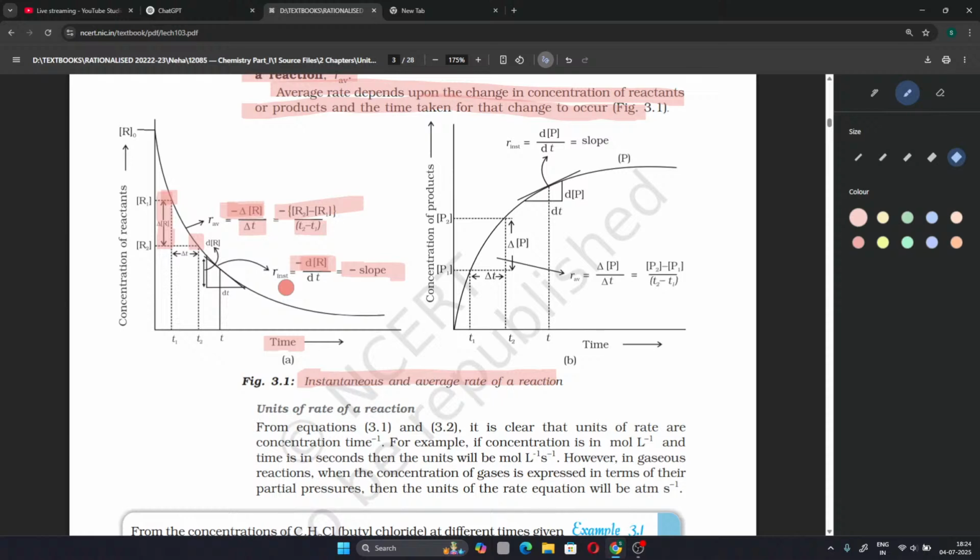In case of the concentration of products, for a forward reaction as time increases, the concentration of product also increases. At time t1 product concentration is p1, and at time t2 product concentration is p2. In such a case the average rate is delta P by delta T, which is p2 minus p1 by t2 minus t1. And in case of instantaneous, we take dP by dt, which is equal to the slope. Same thing again repeated here.